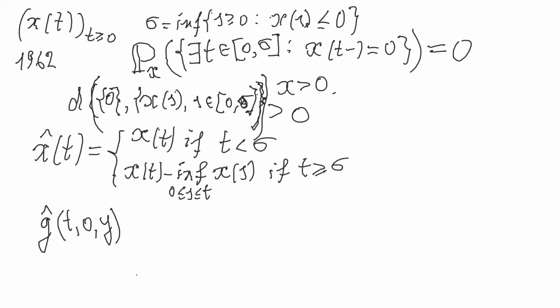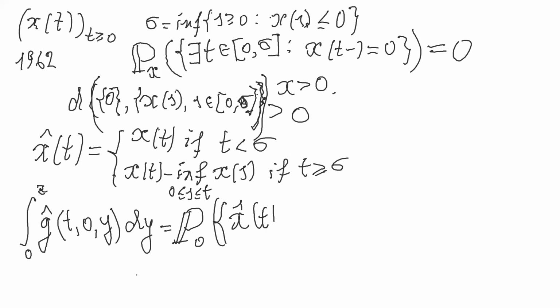In fact, we can use only integrals of this density, so we can calculate the probability that the process X hat of t takes on its value less than z, for z non-negative and t greater than 0. Okay, so I would like to introduce firstly the function g sigma of t, x, y.